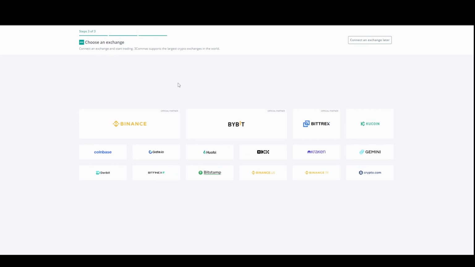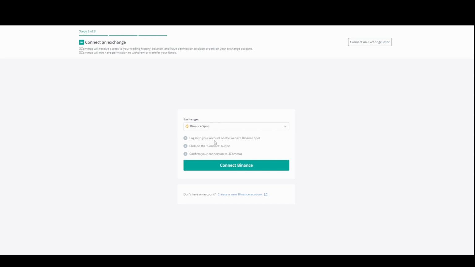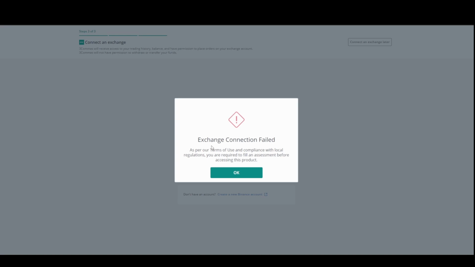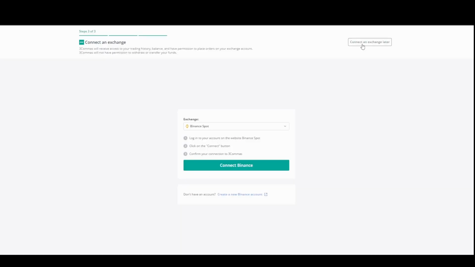I'm only looking to see if TradingView is there for whatever reason. We're going to go with Binance. Log into your account on the website, Binance Spot. Okay, connect Binance. Now we have another hurdle. Exchange connection failed. As per our terms of use and compliance with local regulations, you are required to fill an assessment. So I can't connect right now. Okay, connect an exchange later. I think that's the only choice I have.